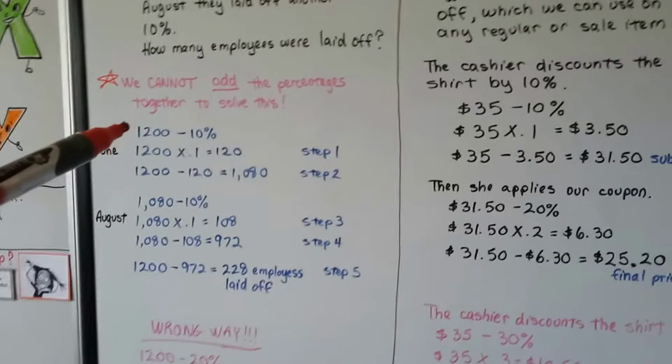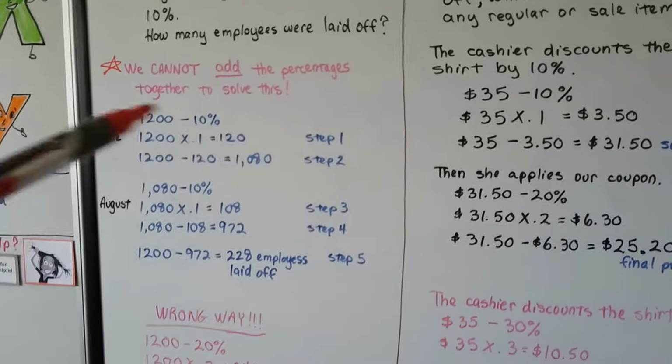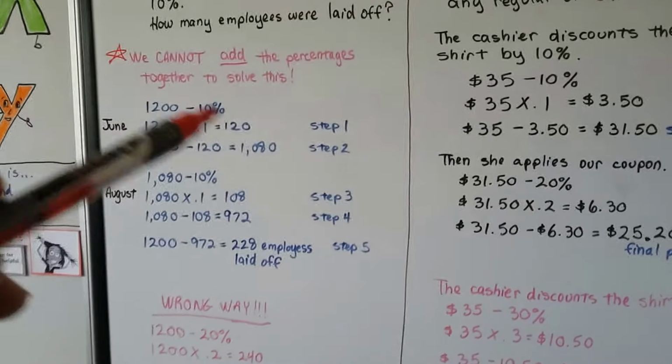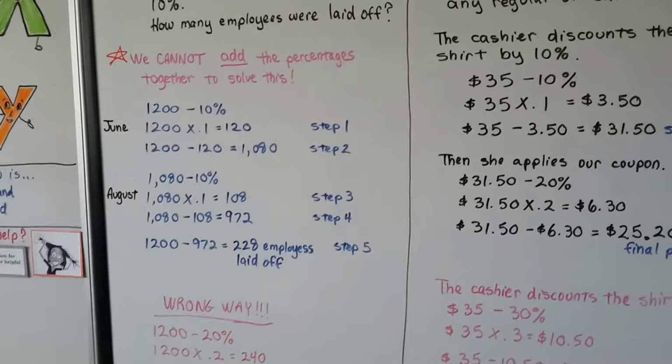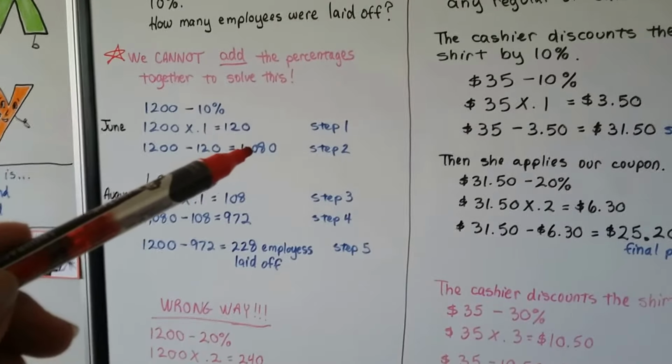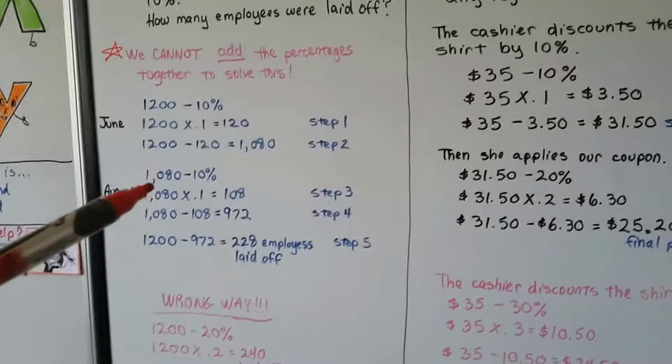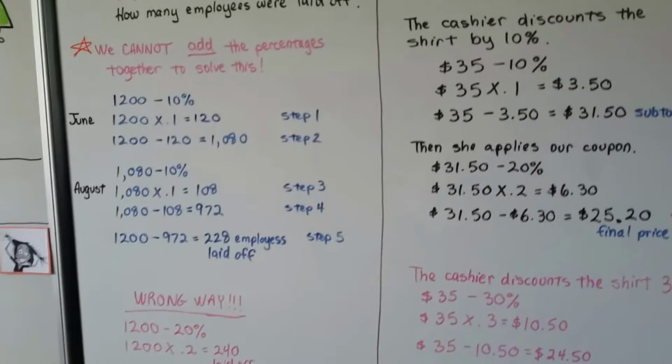okay? 10% of 1,200 is 120. 20% is 240. It's double that, isn't it? But that's not what happened. It got down to 1,080, and then they took 10% of that. See? So it's a different amount. So just be really, really careful.